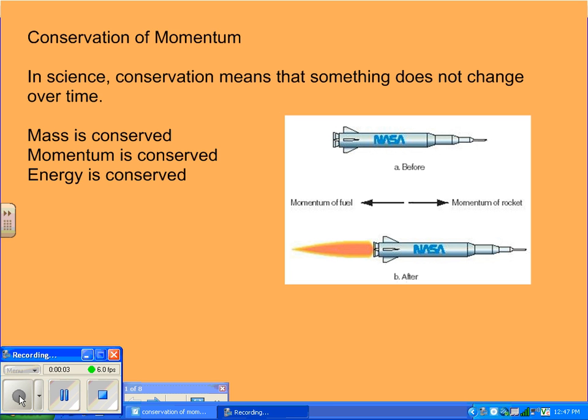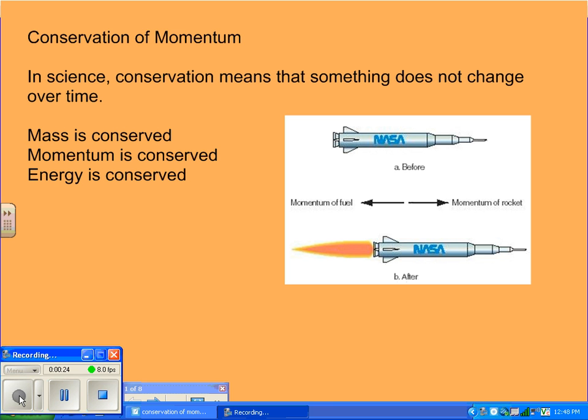Okay, welcome to our video lecture here on the conservation of momentum. Conservation laws, we're going to find out that there are a lot of them in science. There's three big ones. One of them is the conservation of mass, and that's mainly studied in high school chemistry. In physics, we focus on the conservation of momentum and the conservation of energy.